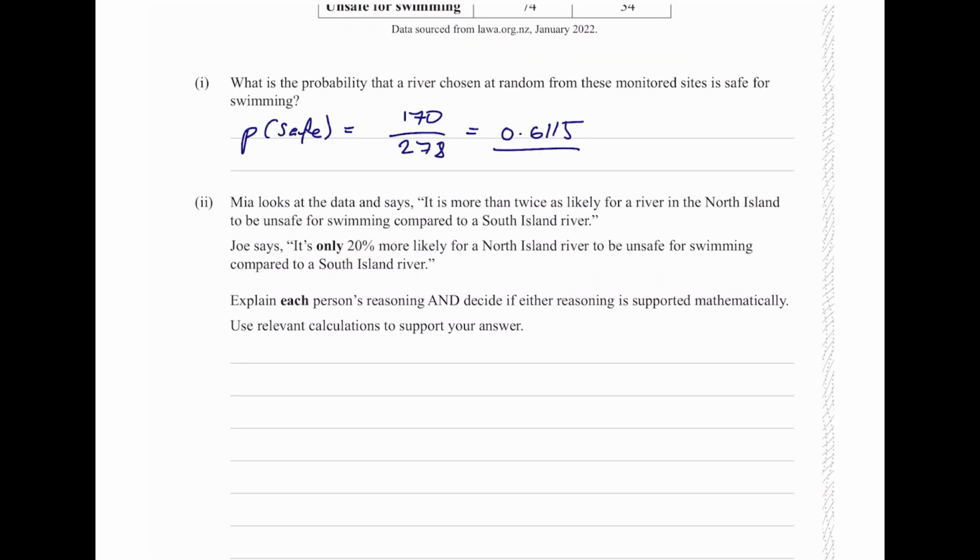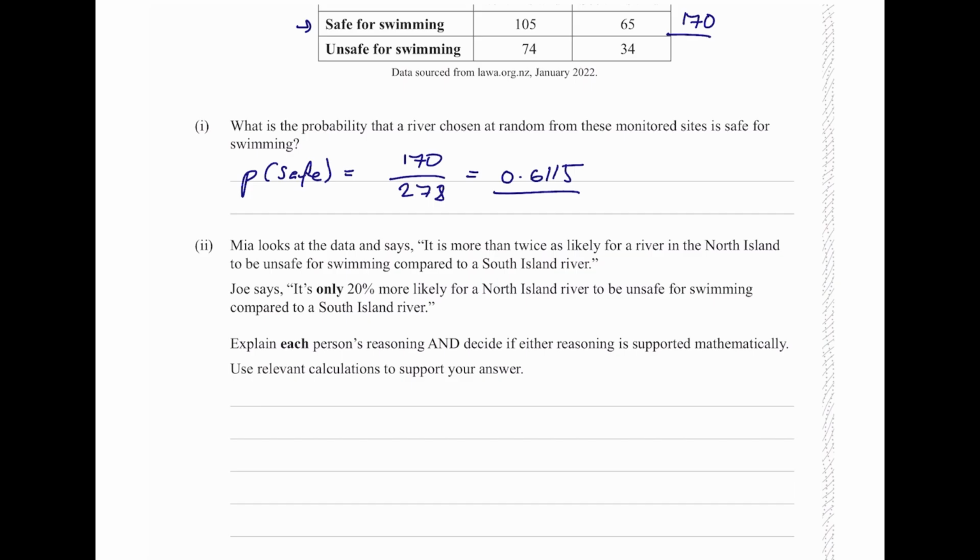Part 2. Mia looks at the data and says it's more than twice as likely for a river in the North Island to be unsafe for swimming compared to a South Island river. But Joe says, well, it's actually only 20% more likely for that to happen. So we need to explain each person's reasoning and decide if either reasoning is supported mathematically. Okay, so we've got two claims here. So we'll start with Mia's claim.